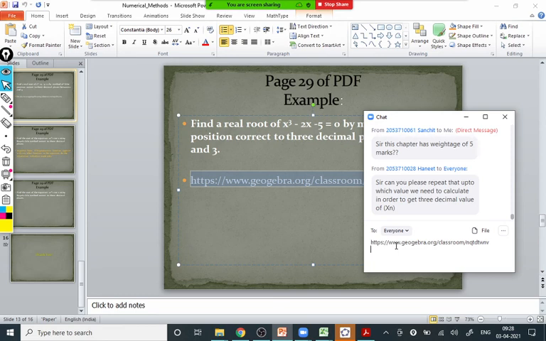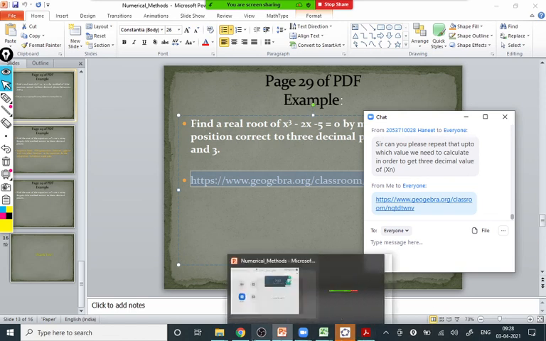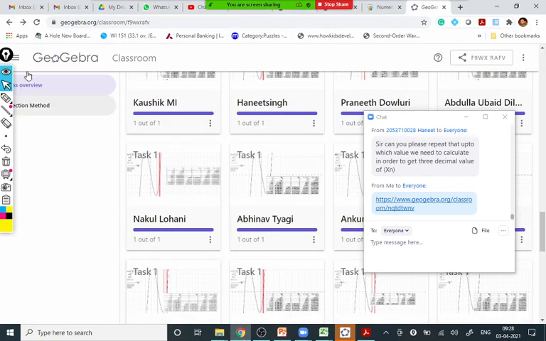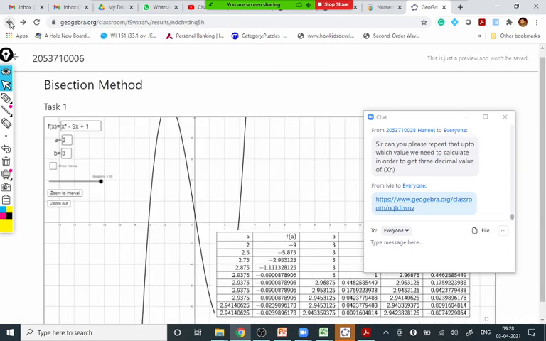Remember, GeoGebra is not a part of our curriculum. I use it as a teaching aid, just for your better understanding, since there are already default apps where you can get these solutions. So I'm using GeoGebra here, but it's not part of your curriculum. Just click on that link and you can start your work. I want the same question we completed right now.